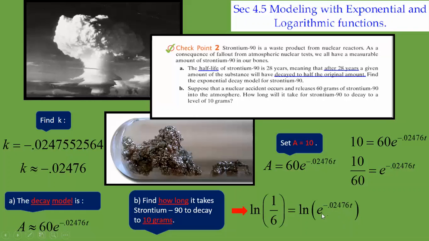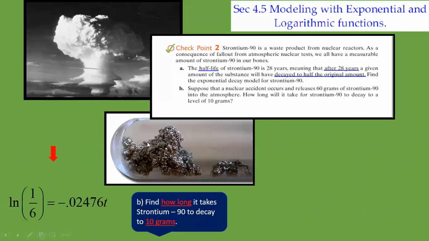Again, we can use our inverse properties for exponential and log functions. So if we have an exponential function substituted into a log function with the same base, here the exponential expression has base e, and of course the natural log function by definition has base e. So those two functions essentially cancel each other out, and we end up with this expression here. Natural log of 1/6 is equal to negative 0.02476t.